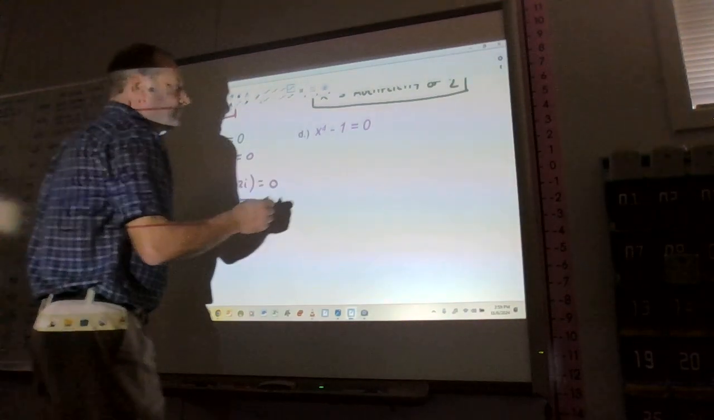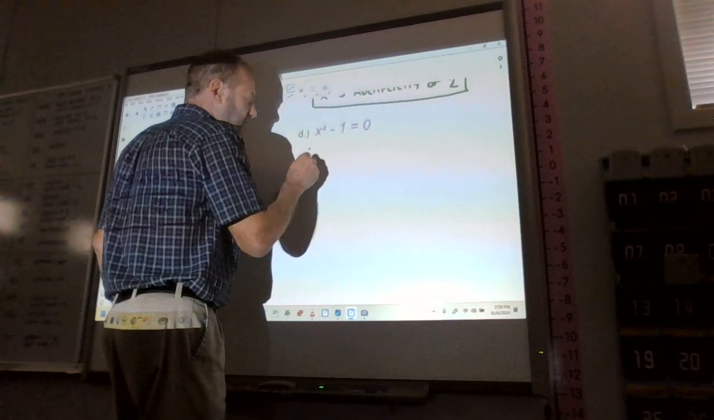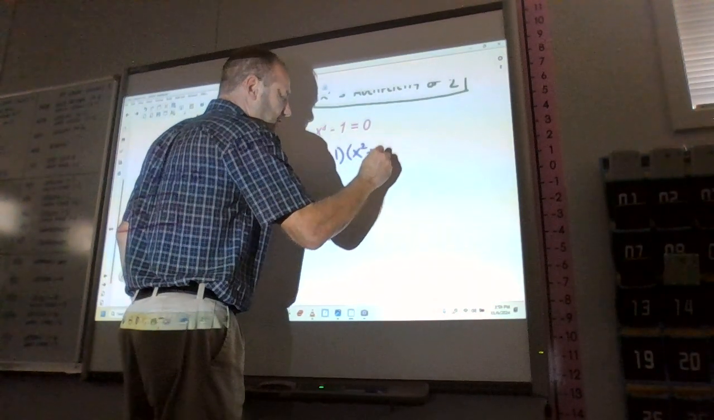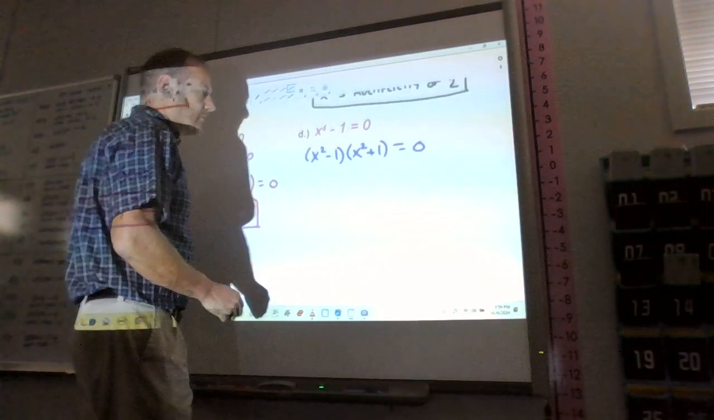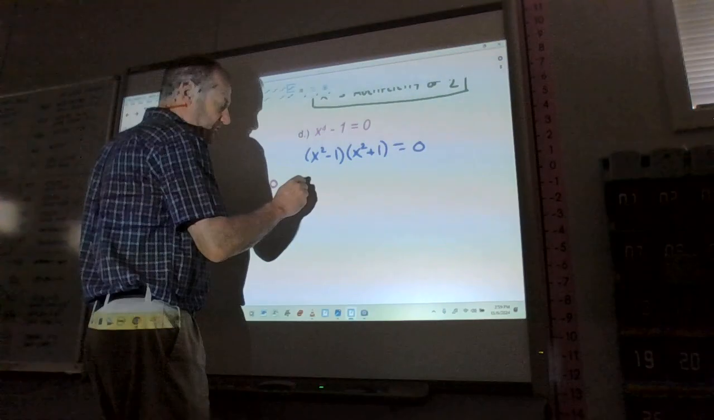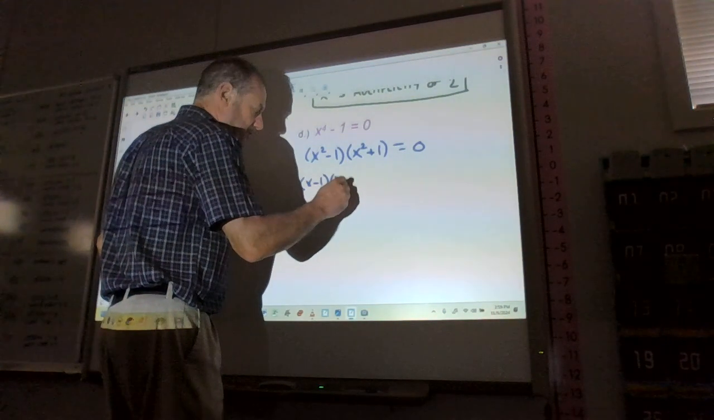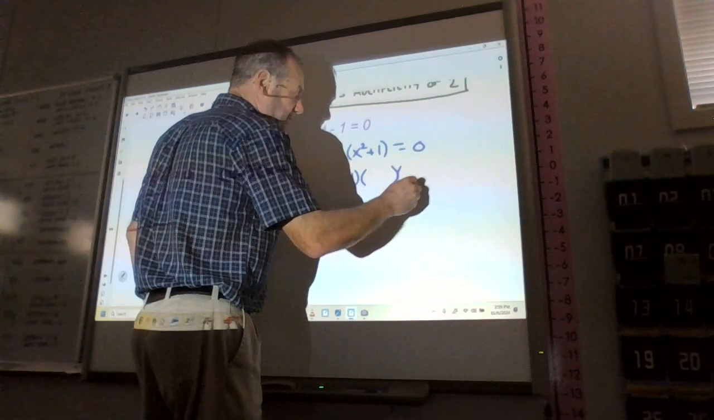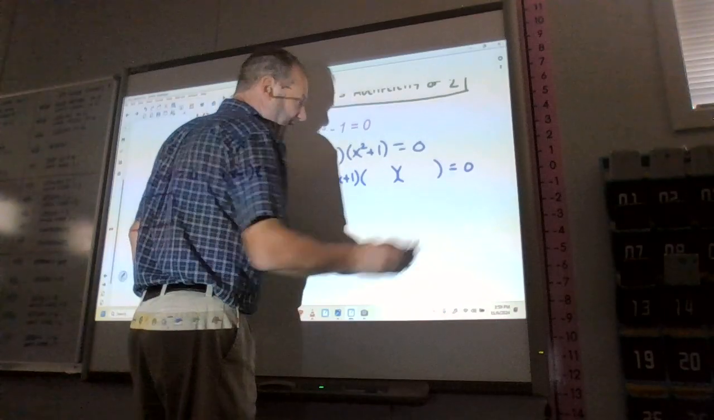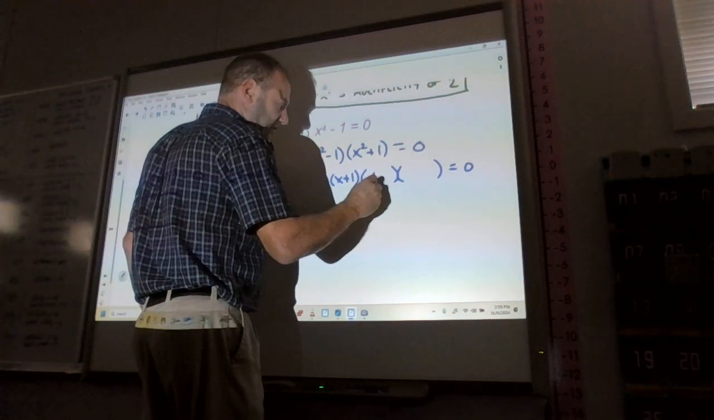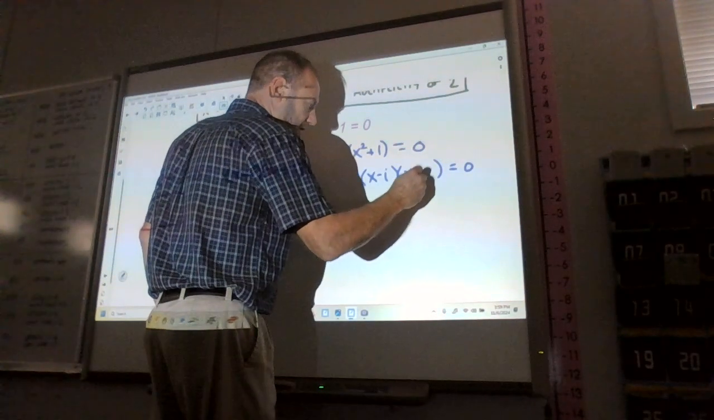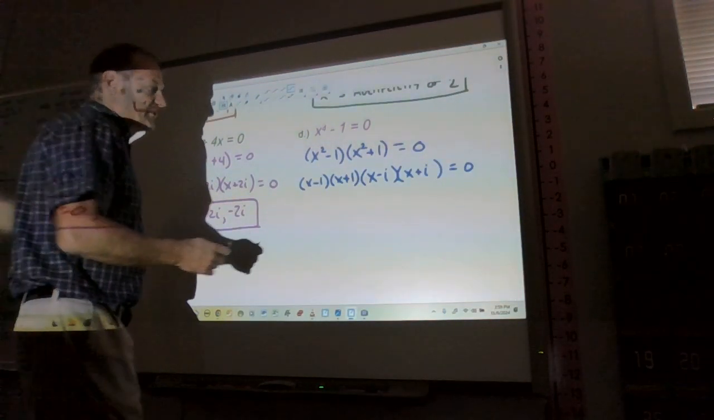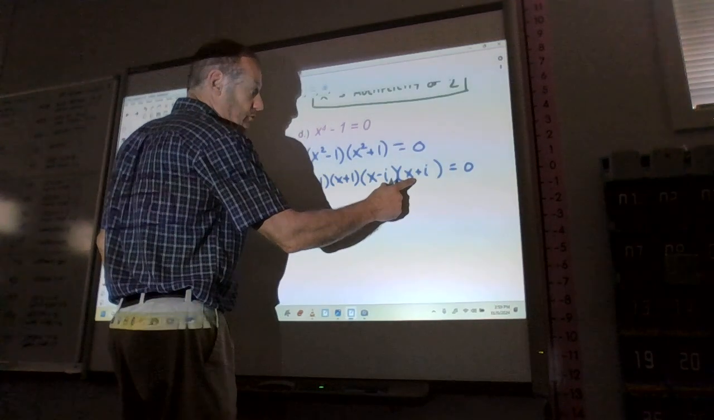All right, what about this one? Well, this is a difference of two perfect squares, so I can make this x squared minus 1 times x squared plus 1. And then that's a difference of two perfect squares, so that's x minus 1, x plus 1. This is a sum of two perfect squares, which means it's going to be imaginary, but it's going to look like this. So it's going to be x minus i, x plus i. So you can see I'm going to get imaginary answers here, and there's 2 of them.